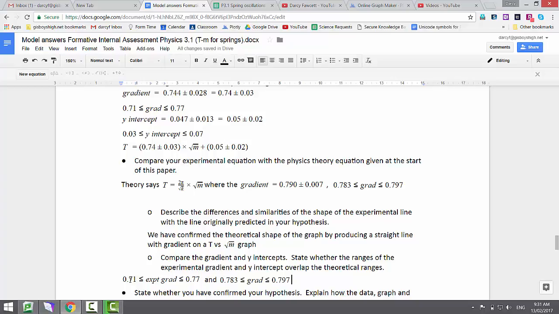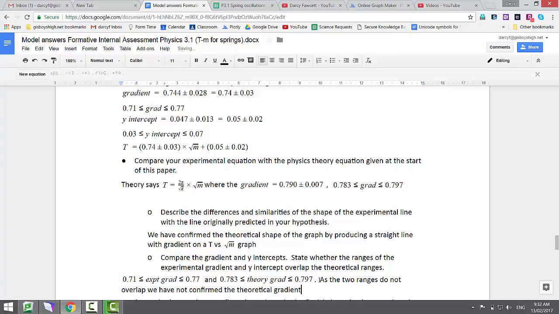So, our experimental gradient goes from 0.71 up to 0.77, and our theory gradient goes from 0.783 up to 0.797, which these do not overlap. Okay, so we didn't confirm the theory gradient. It's just outside, the two ranges do not overlap. Not confirmed the theoretical gradient.